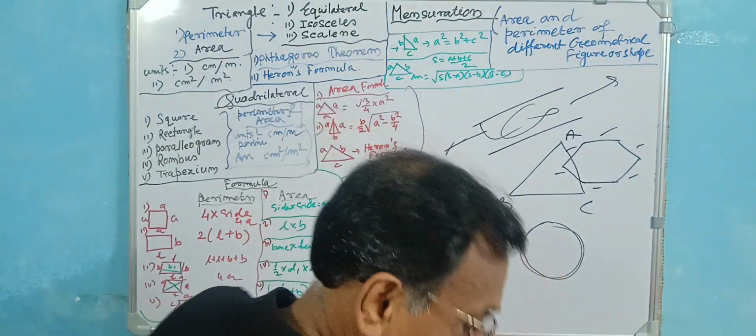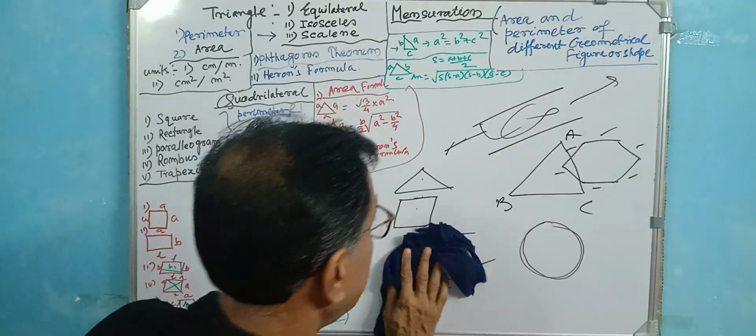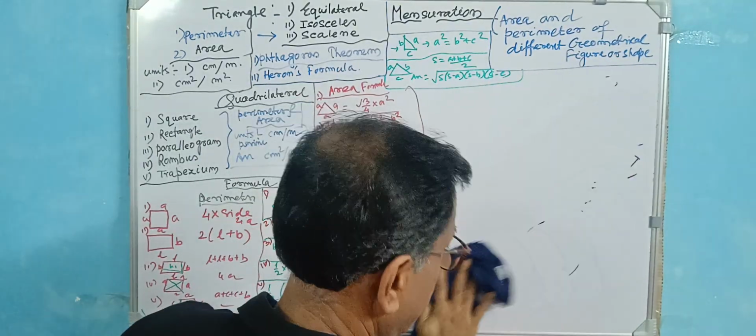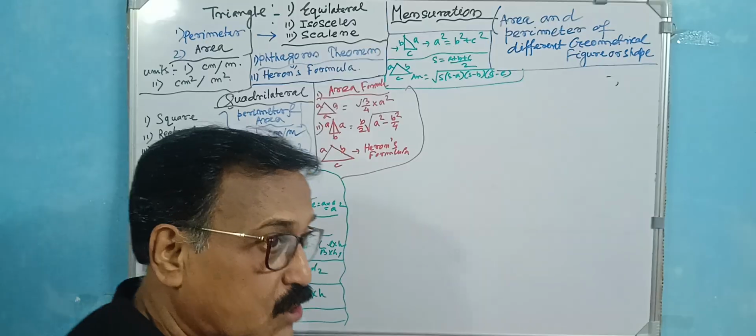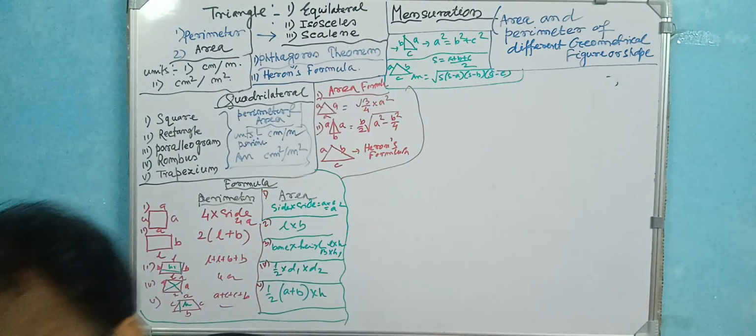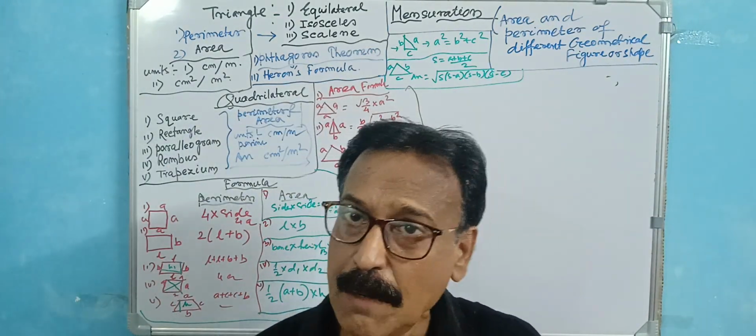Okay. So the first basic geometrical figure is a triangle. The first geometrical figure, the triangle, needs a minimum of 3 sides.